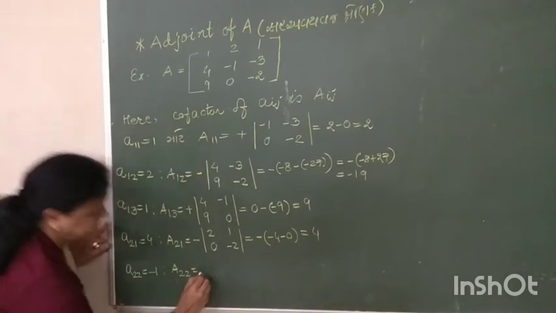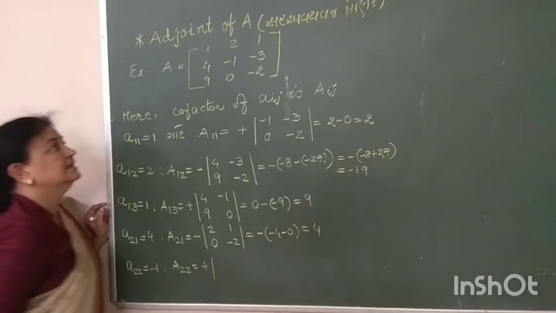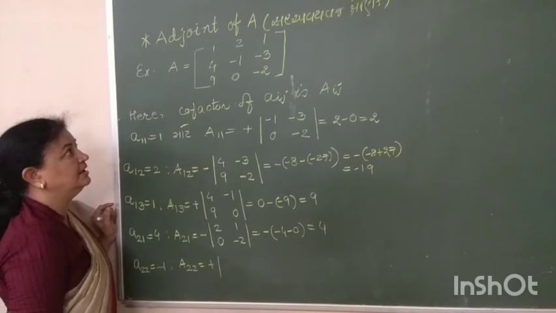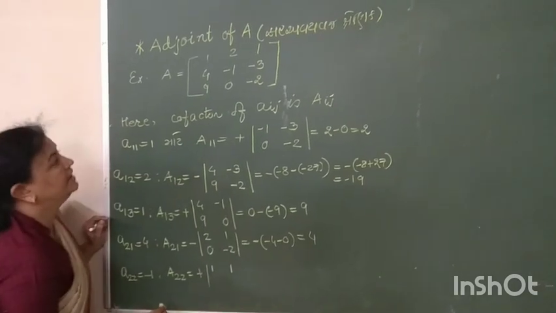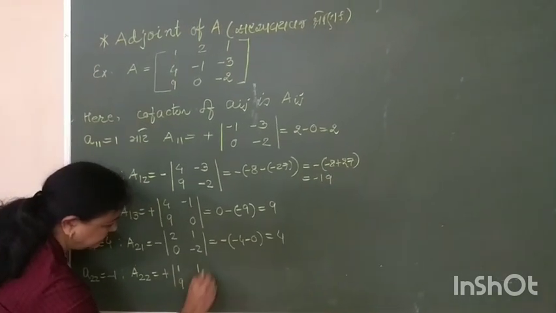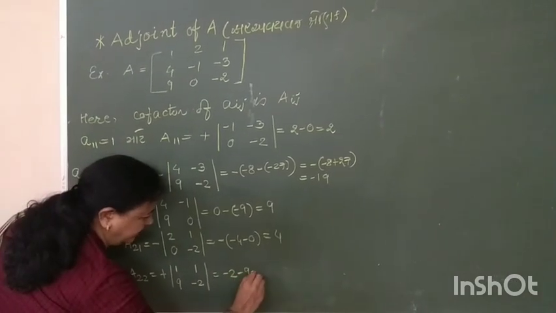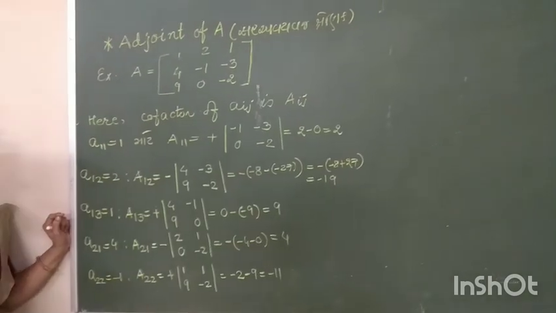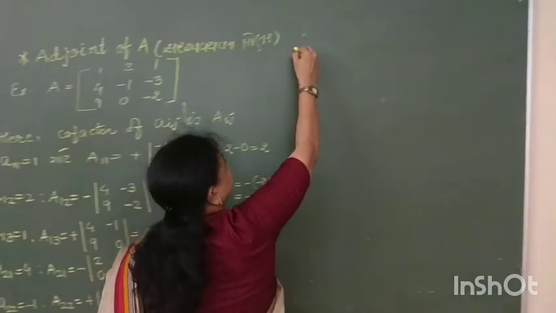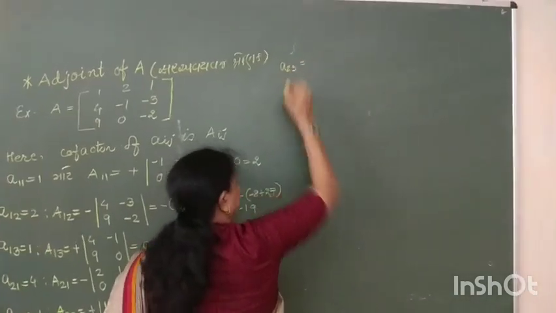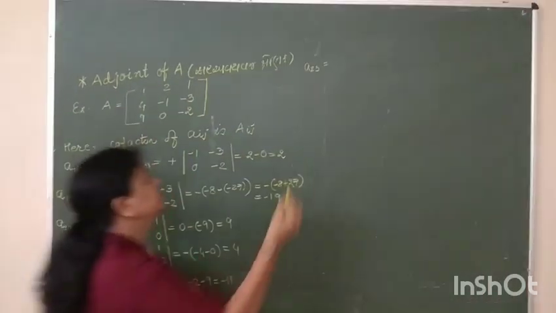A22, this sign will be positive. We remove the second row and second column, and the remaining entries in the determinant are 1, 1, 9, -2. So it is -2 minus 9, that is -11. Next one, A23 is equal to -3.